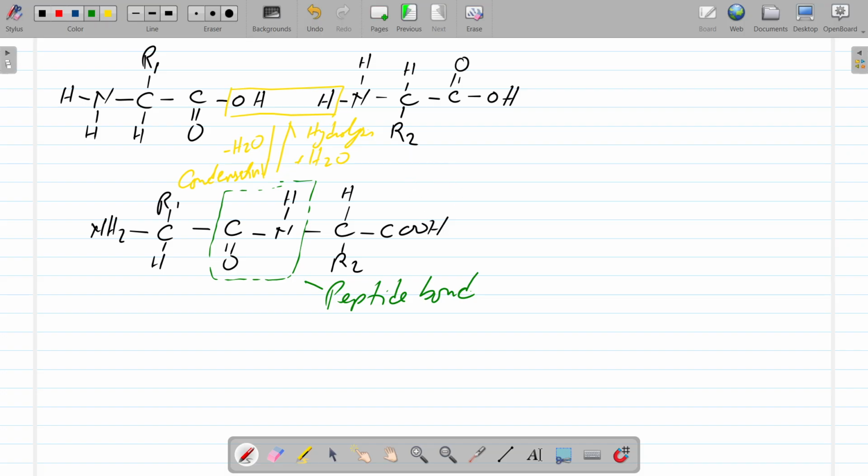So that is a peptide bond. Now this molecule is called a dipeptide.